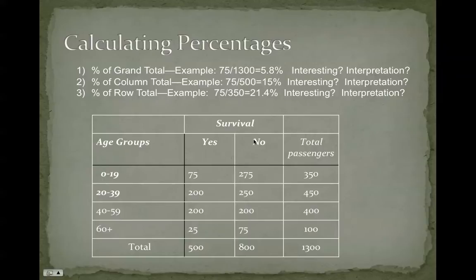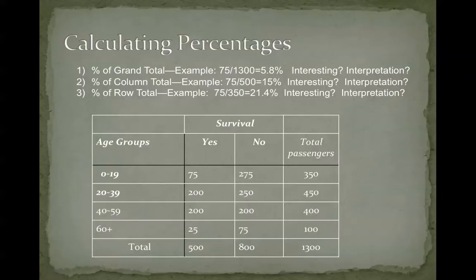So in order to calculate the percent of the grand total, and here the 1300 again is the grand total, and these are marginal totals here. That's 350, 450, 400, and 100. And here I have 500 and 800. The percent of the grand total is simply taking one of the cells of the data themselves, not the marginal totals, but the data that you've actually cross-tabulated, and dividing it over the grand total, which in this case is 1300. So for example, 75 in this first cell over 1300, and that gives you 5.8%.